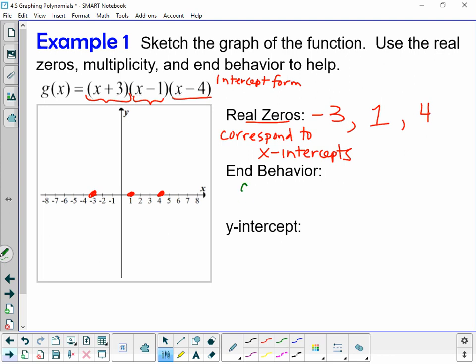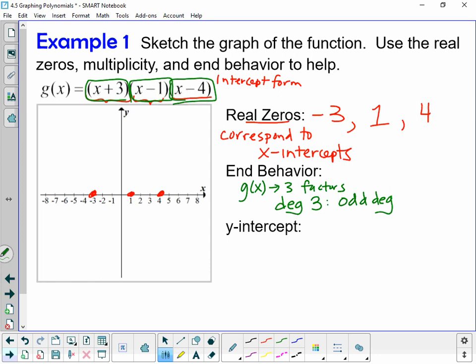This function, g of x, has 3 factors. That means that it is a degree 3 function. It has a factor here, it has a factor here, and it has a factor here. It's degree 3. If we want to know about the end behavior, we just need to know if that is an even or an odd degree. And in this case, that's an odd degree.